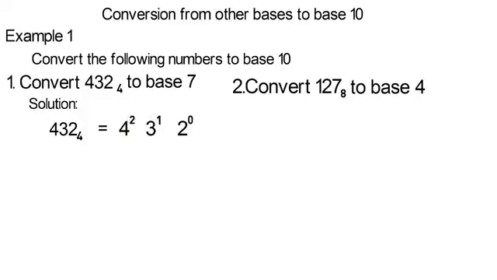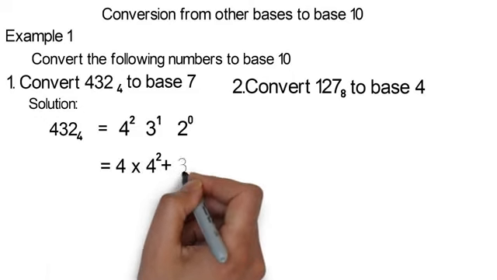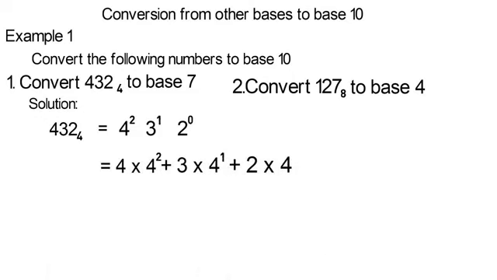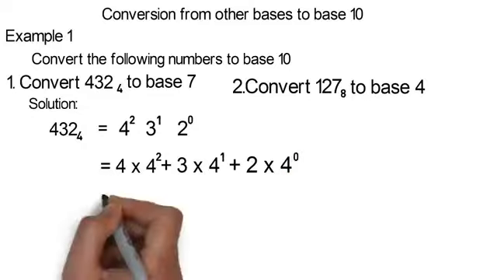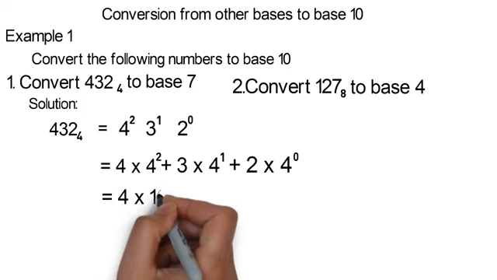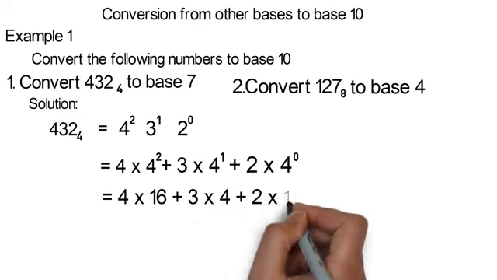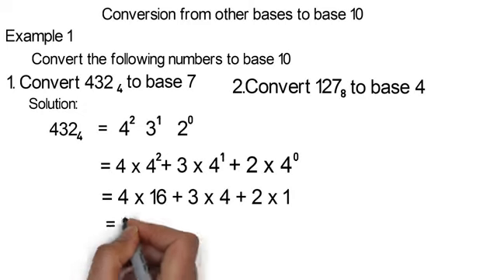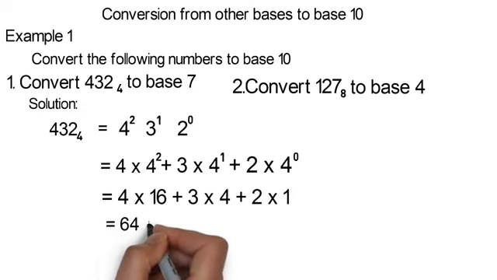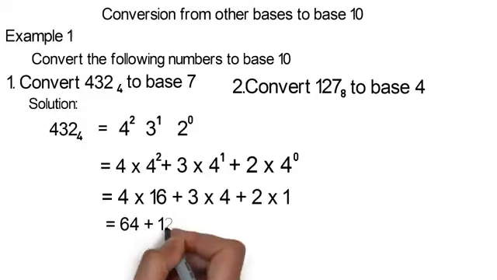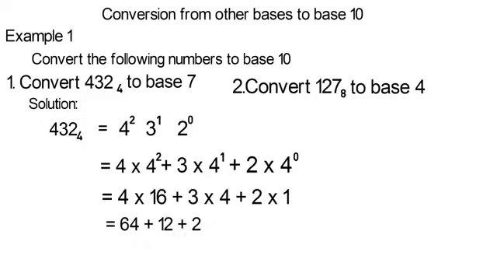So what do I do next? I multiply through, that's my expansion. So I have 4 times 4 raised to power 2 plus 3 times 4 raised to power 1 plus 2 times 4 raised to power 0. So that will give me 4 times 16 plus 3 times 4 plus 2 times 1. So 4 times 16 will give me 64, 3 times 4 will give me 12, 2 times 1 will give me 2. So adding this up now, I have my answer to be 78 base 10.